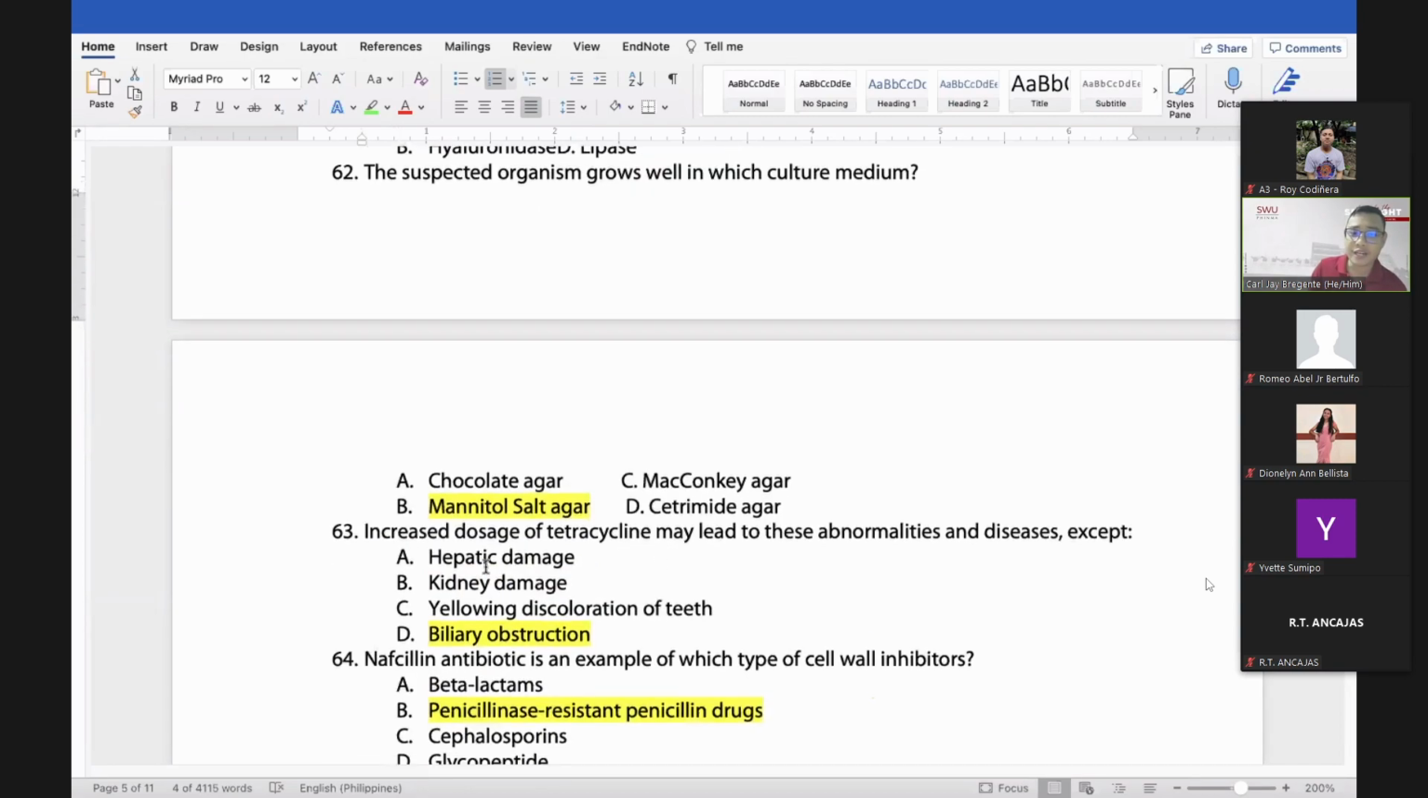63, increased dosage of tetracycline may lead to these abnormalities except. So if you recall your antimicrobials discussion, tetracycline may cause hepatic damage, kidney damage, and yellowing discoloration of the teeth, but not, for example, biliary obstruction.